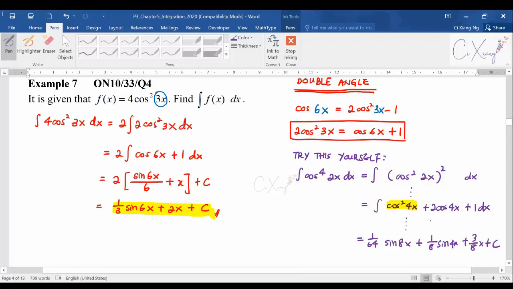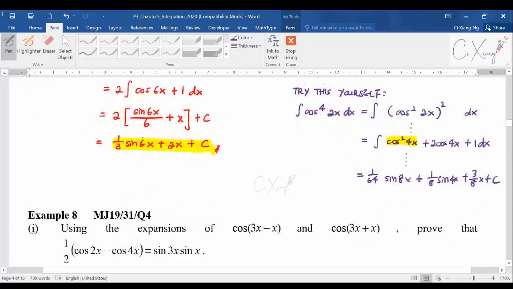Okay. All right, so this example 7 is to show you how we do the integration for cos square, sine square, cos power 4, sine power 4 by using the double angle formula if the question itself didn't give you any hint how to do it. Okay, then we proceed further to the next example.